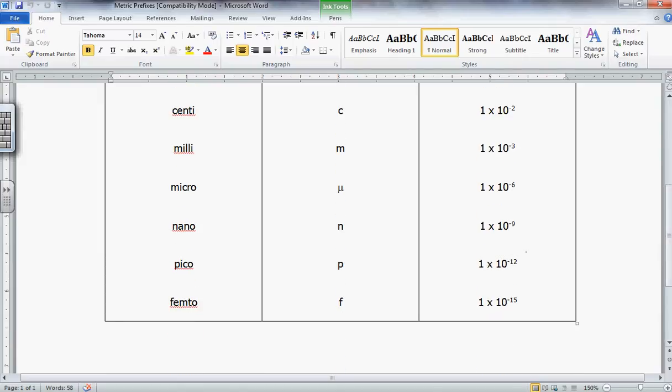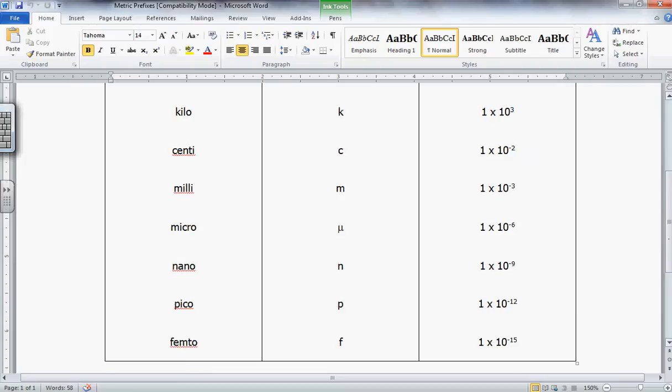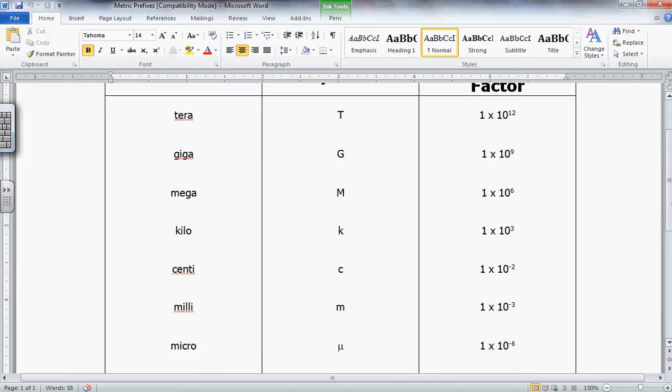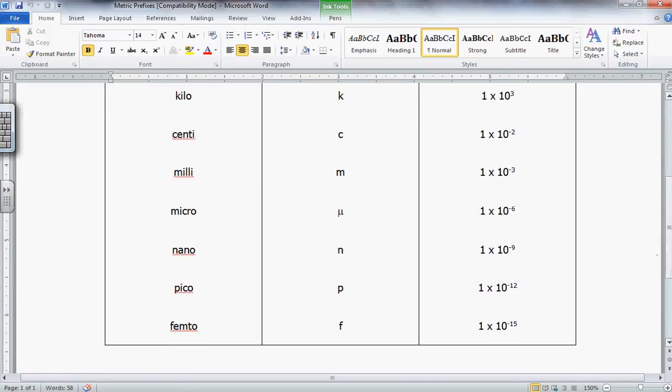The other ones you are responsible for knowing. Nano, small n, 1 times 10 to the minus 9th. Pico, small p, 1 times 10 to the minus 12th. And femto, small f, 1 times 10 to the minus 15th. So you are responsible for knowing the prefixes from tera all the way down to femto.